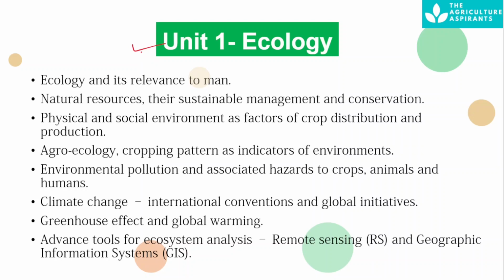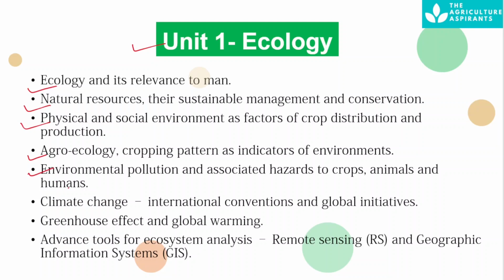Basically, if you see the syllabus, you will get these points. This unit covers ecology and its relevance to man. The second point is natural resources and their sustainable management and conservation. The third point is physical and social environment as factors of crop distribution and production. The next point is agroecology, cropping patterns as indicators of environment.